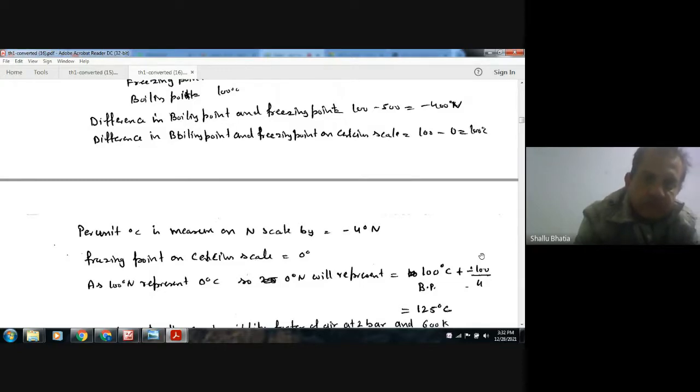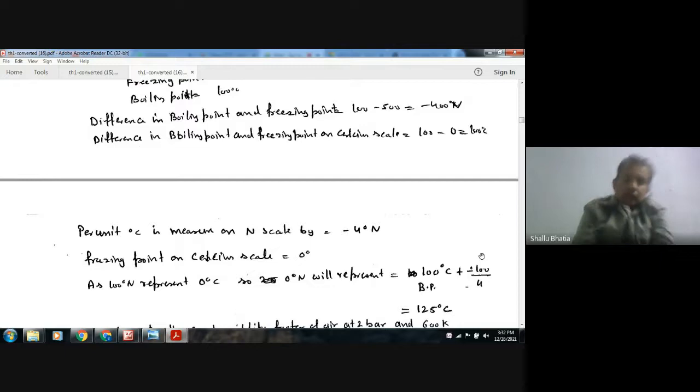Now the freezing point on the Celsius scale is 0 degree. And now we have to find out what, and the freezing point on the N scale is 500 degree N. So 500 degree N represents 0 degree Celsius.